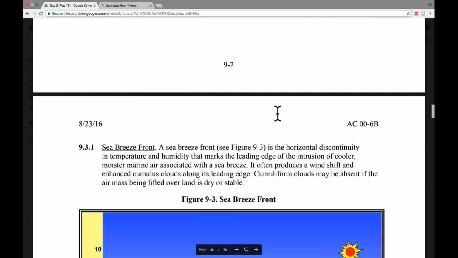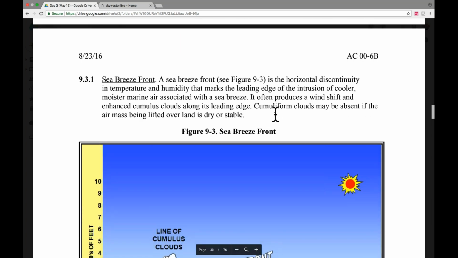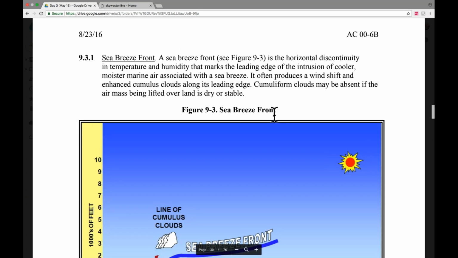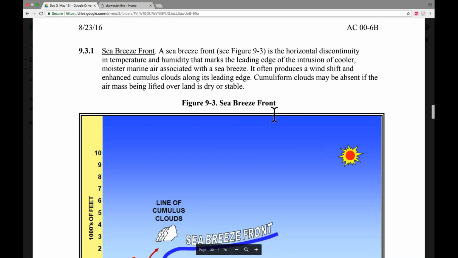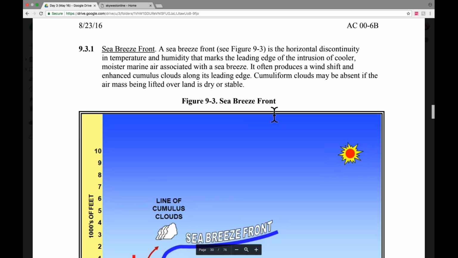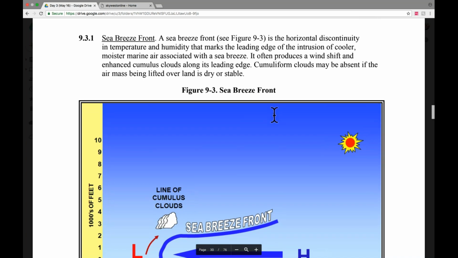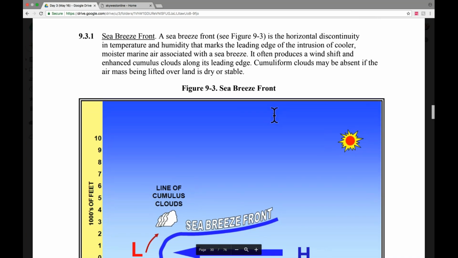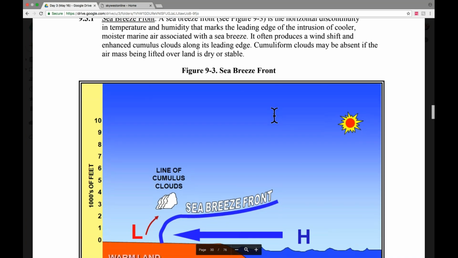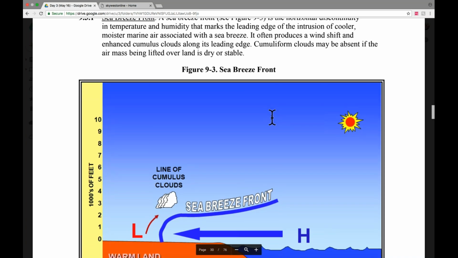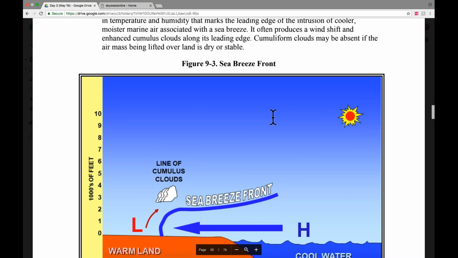So the sea breeze front is the horizontal discontinuity in temperature and humidity that marks the land edge of the intrusion of cooler moisture-bearing air associated with the sea breeze. It often produces a wind shift and enhanced cumulus clouds along its leading edge. Cumuliform clouds may be absent if the air mass being lifted over the land is dry or stable.